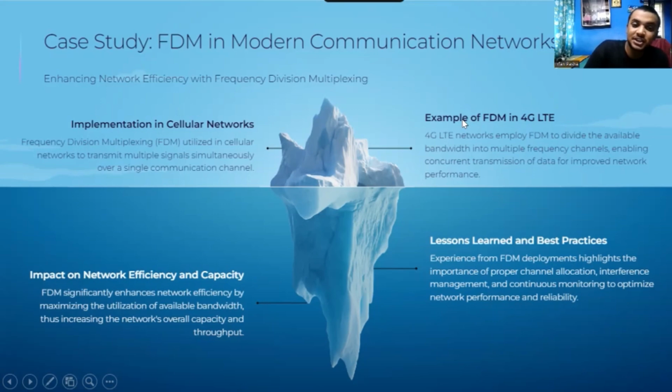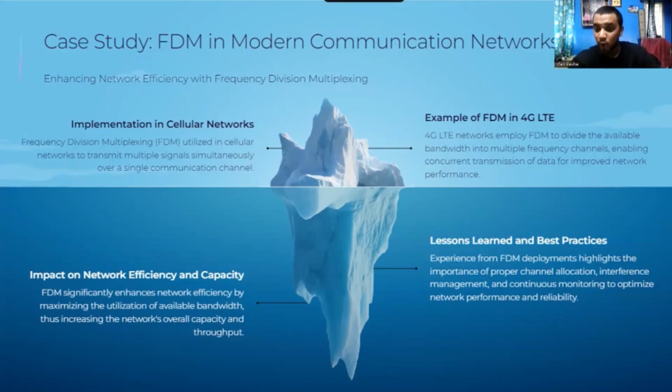Okay, so implementation in cellular networks. Frequency division multiplexing, FDM, is utilized in cellular networks to transmit multiple signals simultaneously over a single communication channel. And it's simple. By now, I think you understood. Anyone can understand this by now if you're listening to me carefully. Next one, example of FDM in 4G LTE. Sounds a little interesting. What is 4G LTE? What is the example?